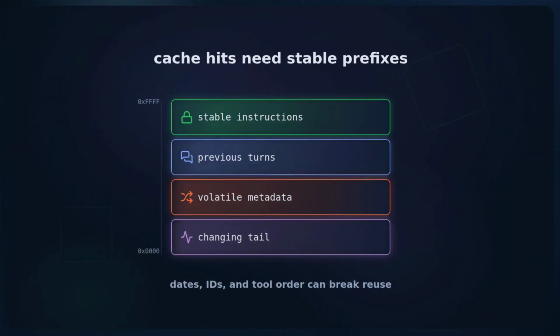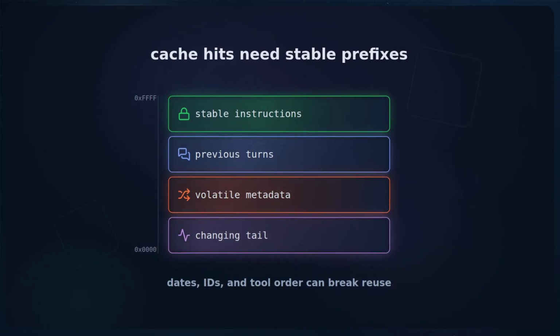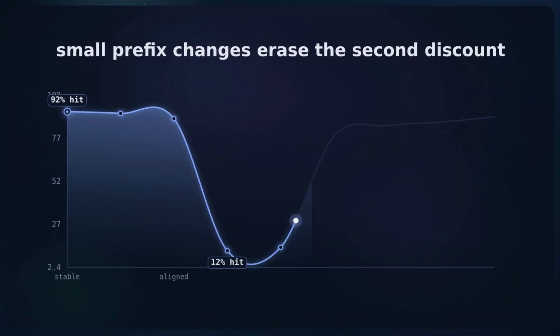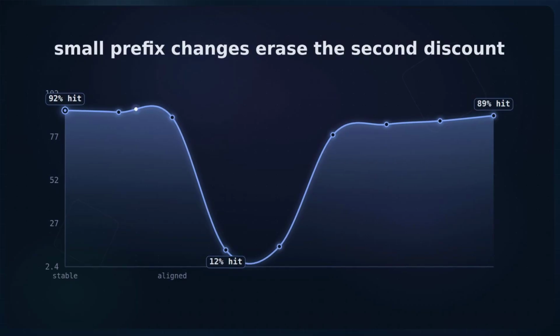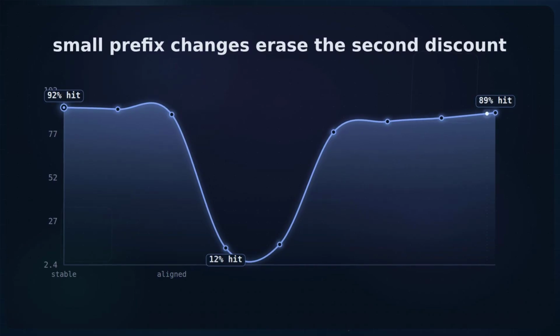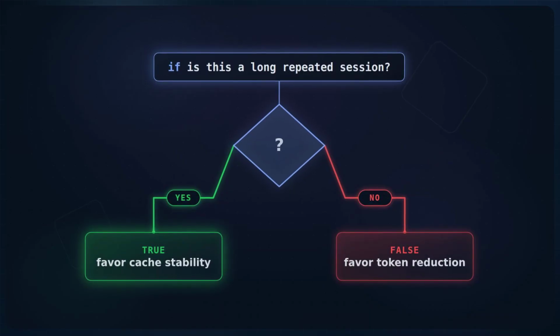There is a second kind of savings that is easy to miss. Many providers discount or speed up repeated prompt prefixes, but only when the bytes line up. Agents are bad at that. They insert dates, request identifiers, and volatile history near the front of the prompt. A tiny difference can turn a cached prefix into a full price read. Headroom includes cache alignment, so the stable part of the request has a better chance to stay stable.